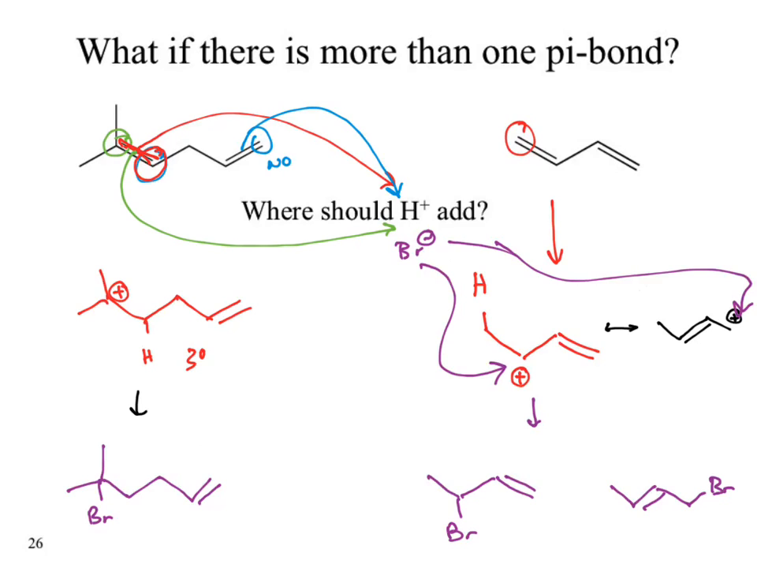We would get two products. Okay? And two vastly different products. And this is ignoring stereocenters, right? Because that's a whole other fun fest that we could look at with this one. Okay? So we end up with two products.